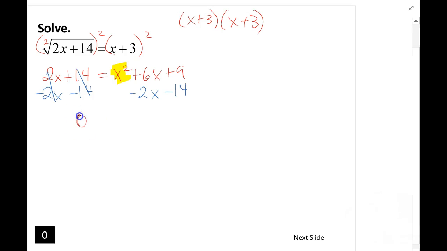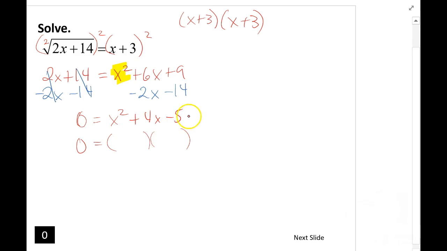So now we have 0 equals x squared, and then 6x minus 2x is 4x, and then 9 minus 14, well, that'll be negative 5. So now we have a trinomial here. With that in mind, we have to factor it so that we can figure out what makes it equal 0, or what makes it equal this 0 in particular. That will tell us our next step, or reveal our solutions.